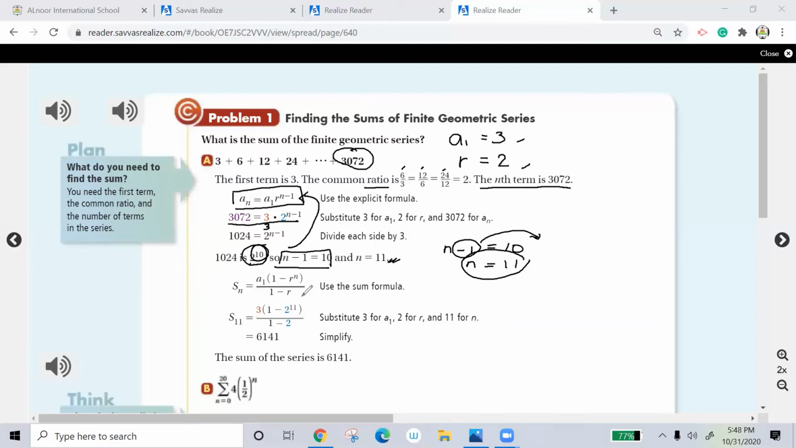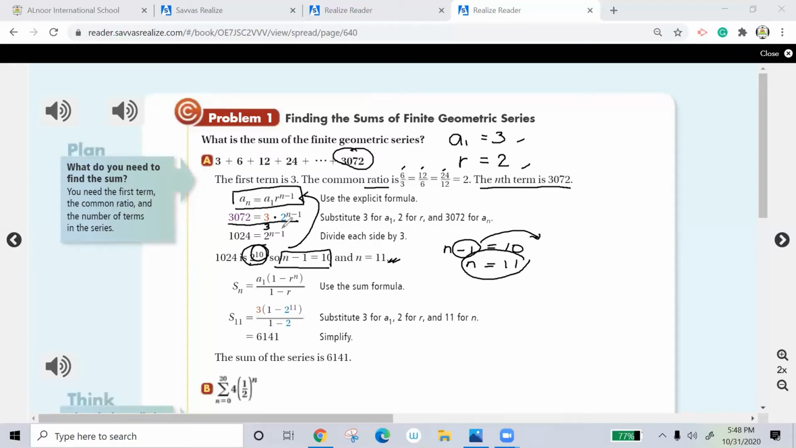Okay, if you simplify those numbers, you will get 6,141. Or you can do it manually by first subtracting the number inside the parentheses. What is 1 minus 2 raised to 11? Multiply it by 3, then divide your answer by the difference of 1 minus 2. So you will get the answer 6,141.